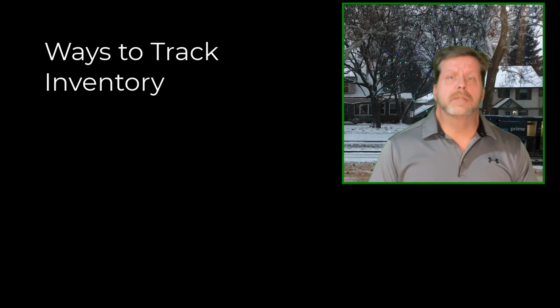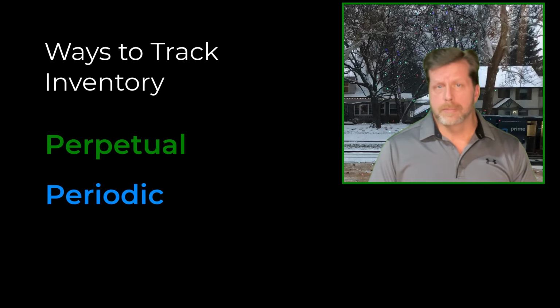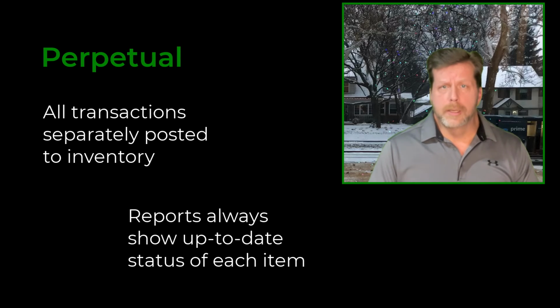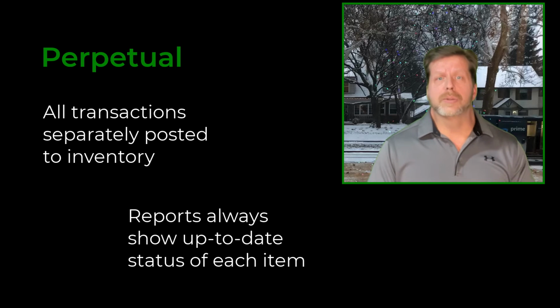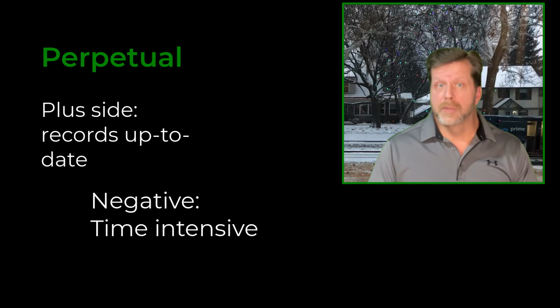There are a couple of ways to track it. You can use a perpetual inventory system, or you can use a periodic inventory system. First, the perpetual inventory system. This is a system where each transaction is properly and carefully recorded, and it first shows up on the balance sheet as inventory. Then after it is sold, it goes to the cost of goods sold. The main benefit of this is that your records are always up to date. There is a negative. It can be time intensive to keep the records always up to date like this.